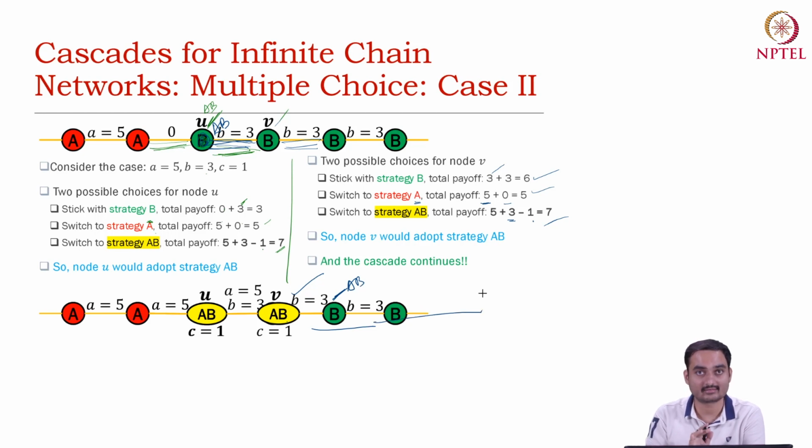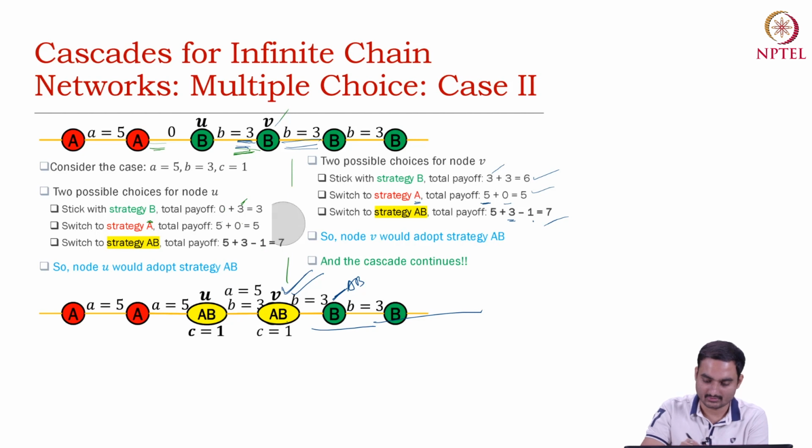But now the interesting point to note is what happens with this node U, because U has 2 neighbors. This one has adopted A and this one has adopted AB. When I calculated earlier for U, the setting was different. Now we have a different setting. Let's look at whether U would still retain the AB strategy, or whether it would now switch.